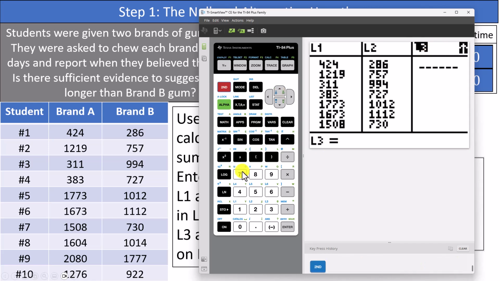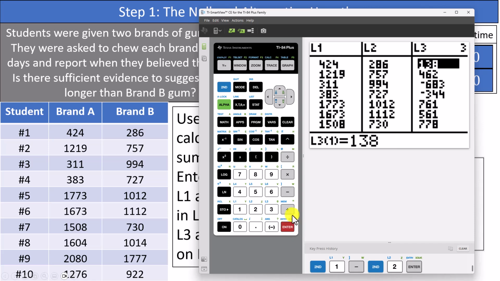We can press second and then 1, minus, second and then 2, and you'll notice down here it's going to say list 1 minus list 2, and then if we press enter, we basically get the difference between all of those immediately. So 424 minus 286 is 138, 1219 minus 757 is 462, etc., all the way down.